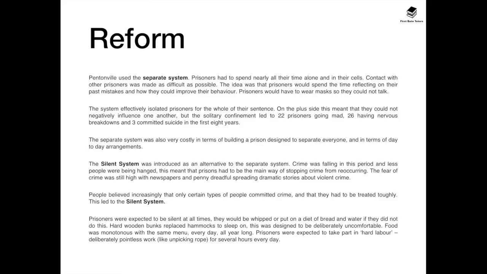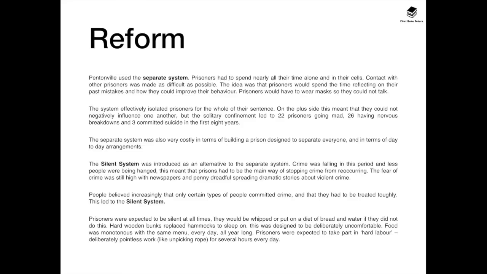On the plus side, this meant that they could not negatively influence one another, but the solitary confinement led to 22 prisoners going mad, 26 having nervous breakdowns, and 3 committing suicide in the first 8 years. The separate system was also very costly in terms of building a prison designed to separate everyone, and in terms of day-to-day arrangements. The silent system was introduced as an alternative treatment to the separate system.